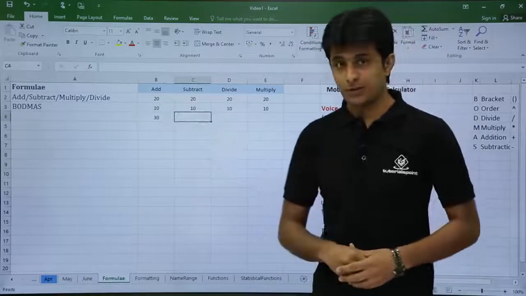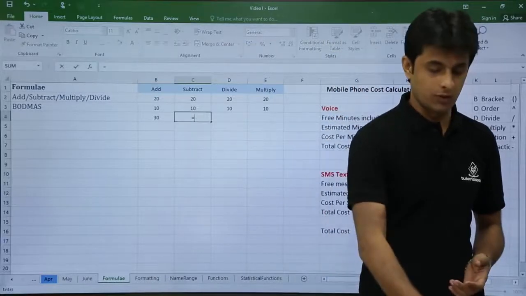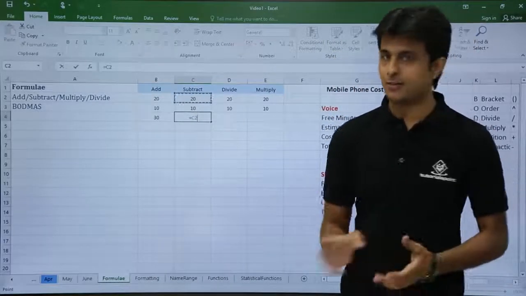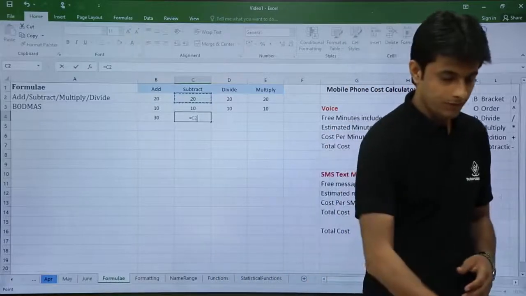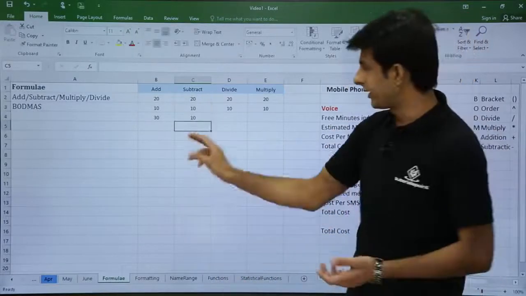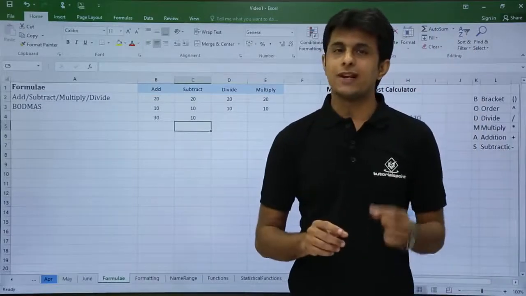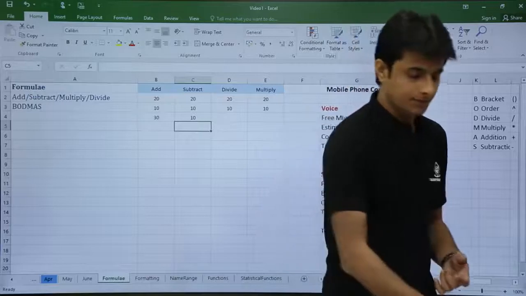Next, I'll go for subtract. Now, I want to subtract two numbers. So, I'll put the sign as equal to first cell number, that is the bigger number, minus the smaller number, and I'll get the answer as 10, which is simple. Again, the answer is correct. Suppose I want to use the other one. I want to subtract the smaller number from the bigger number.